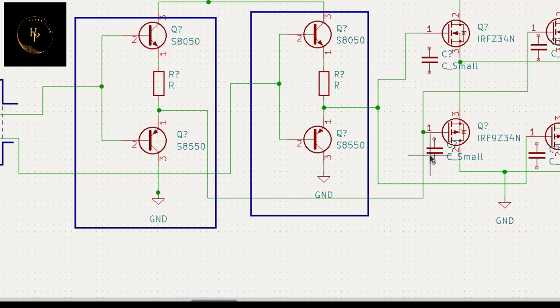Suppose that is your first stage, you just turn on this circuit. In that moment, this MOSFET is off and this MOSFET is also off. Okay?